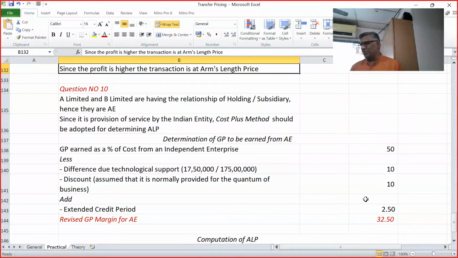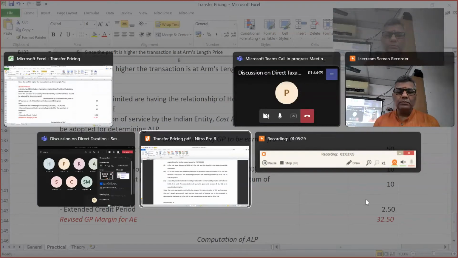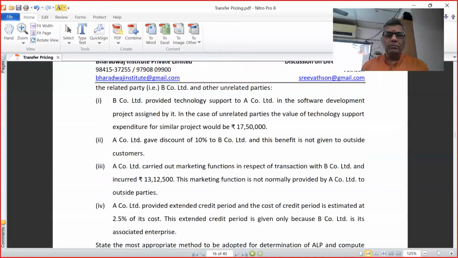2.5% of cost. ABC gave 10% discount and this benefit is not given to outsiders. So my GP will be, because of 10% on sale price, you have taken it like that? Okay. Okay, I got your point.